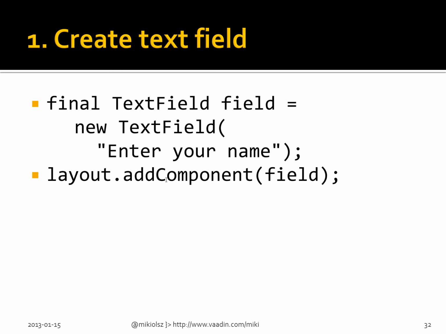So let us create a text field. The plan is that we will ask for the name of the user, and when the user clicks the button, we will say, thank you for clicking, and then the name. So in order to get something from the user, we need a text field where the user can actually enter something. These two lines should be enough.